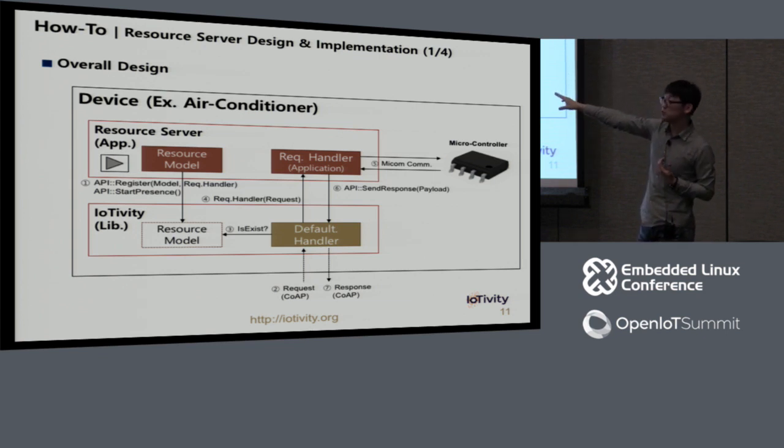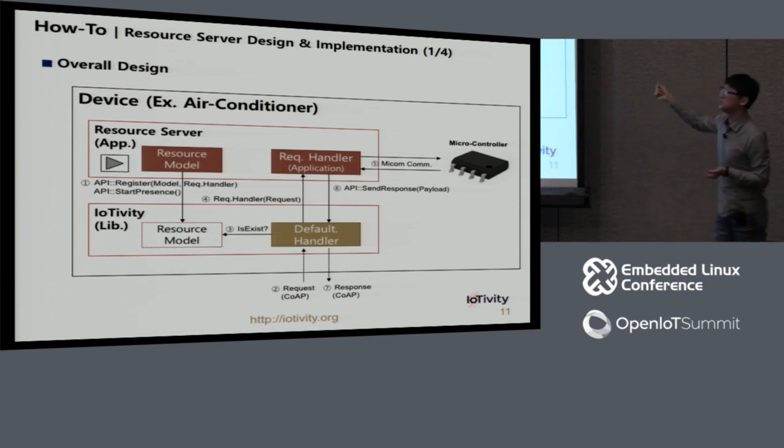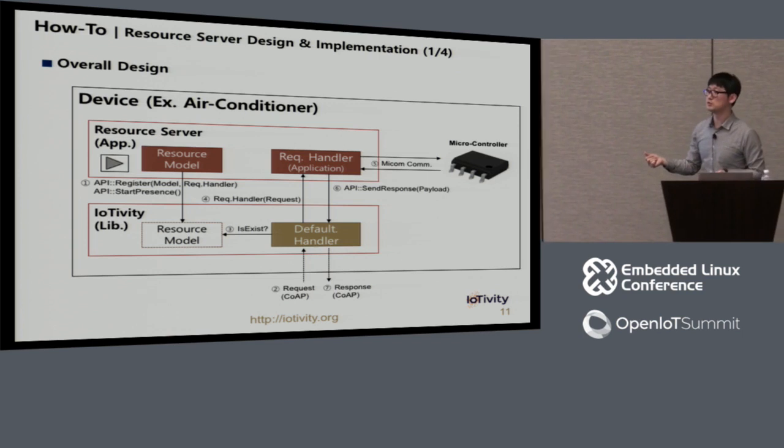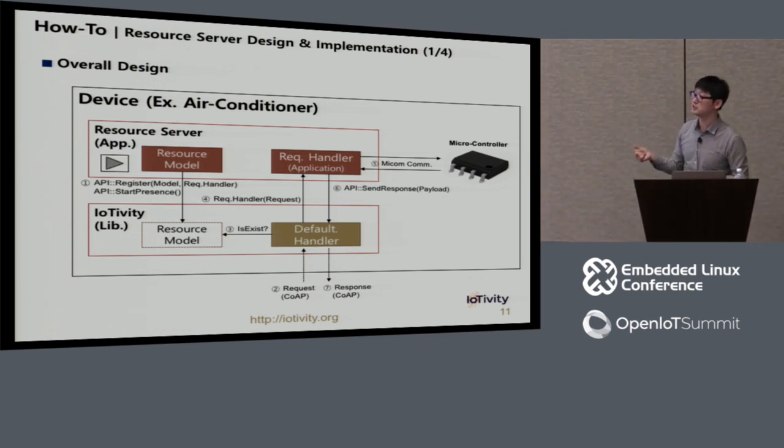In order to implement the resource server, you should have the resource model explained in the previous slide. So if you want to expose the functionality of the air conditioner, you should have those features in resource format. For example, if you want to control the power of the air conditioner on the network, you should have a resource with switch binary. And if you want to expose controllability of the temperature, then you should have a resource with the oic.r.temperature resource type, and so on.